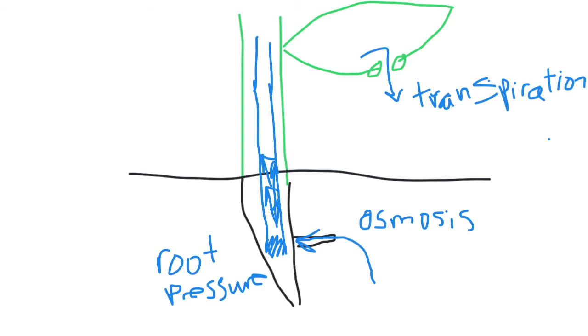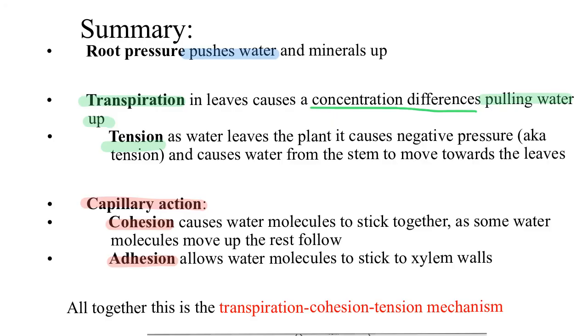Okay, transpiration. So water's going to be leaving. And this causes a negative pressure in this area. And so water's going to want to fill that negative pressure. So once again, forcing that water up and into the leaves. So root pressure at the roots, pushing up.